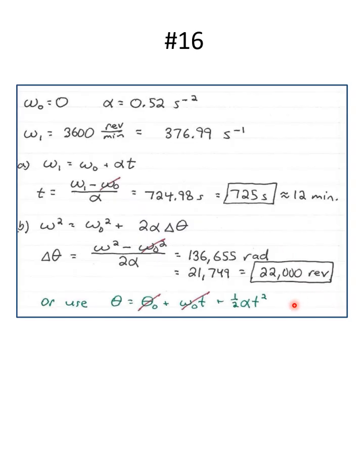Also, you could have used, you can see here in the green, this equation, theta equals theta naught, which is 0, plus omega naught t, which is 0, plus 1/2 alpha t squared. And you should also get the same answer of about 22,000 revolutions.